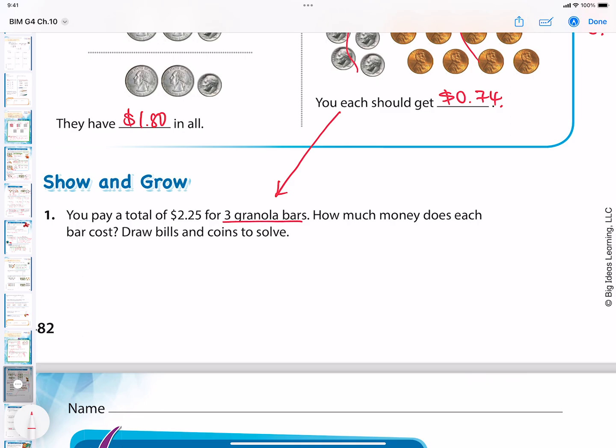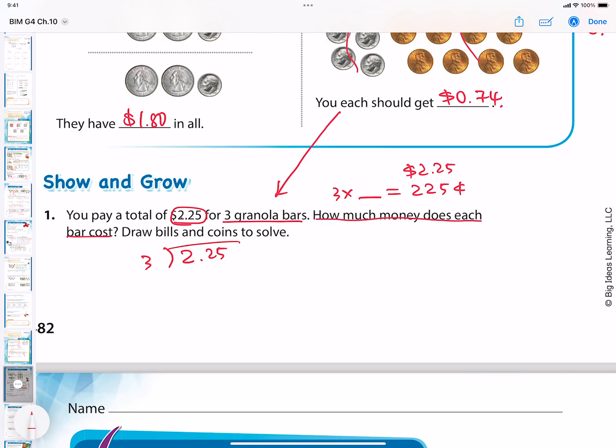3 granola bars are together what? Here. That means 3 times what is going to make 225 cents, which means $2.25? Okay, that means what? You are going to do what? Yes, I suggest you divide. You need to divide $2.25 by 3 granola bars, because the question is how much money does each bar cost?